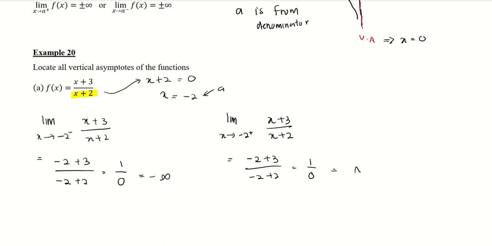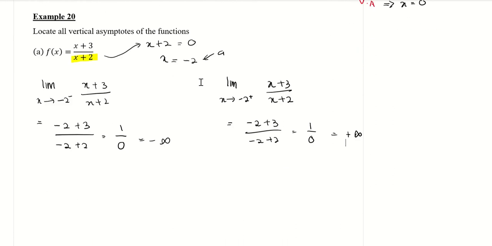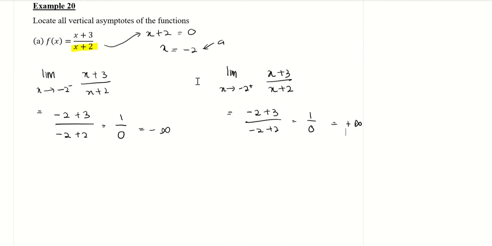And this is equal to infinity, or positive infinity. Alright, so now we have what we want. So if we get infinity, we can write the conclusion: x equals negative 2 is a vertical asymptote. Okay, right, so that's how we find a vertical asymptote.